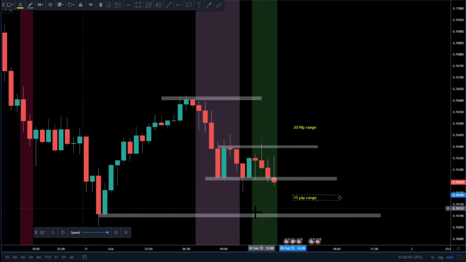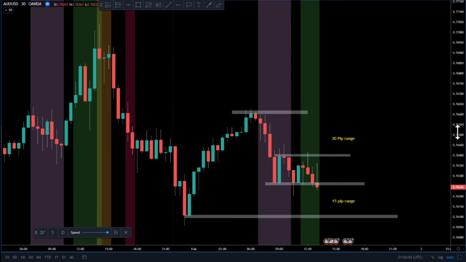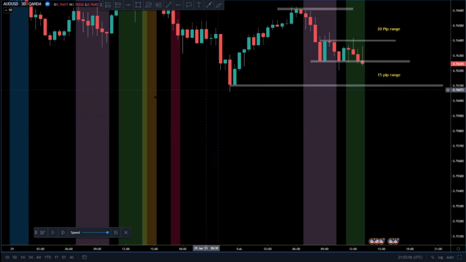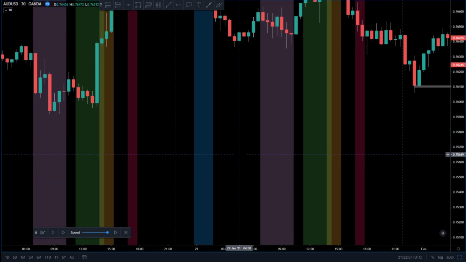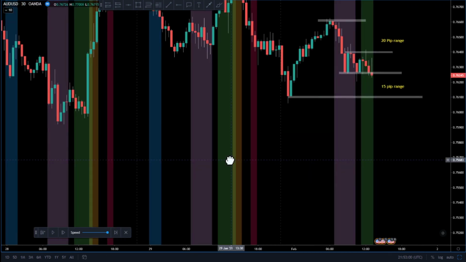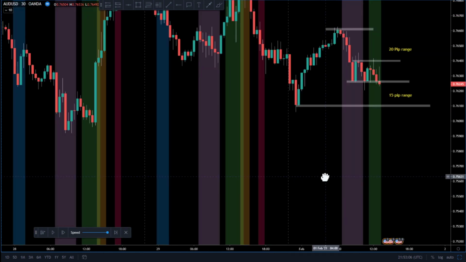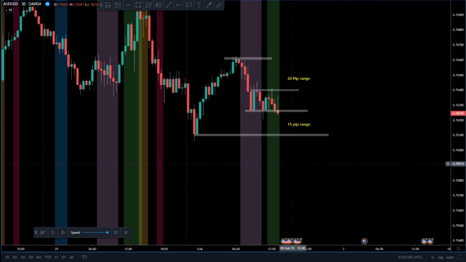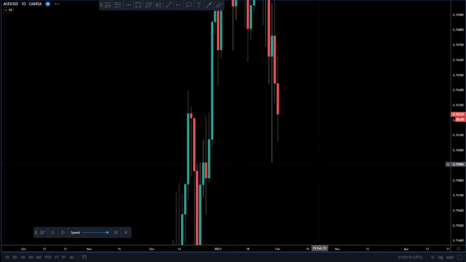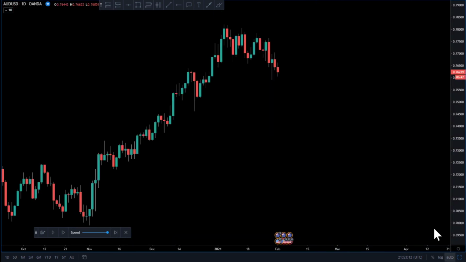I was preferring to sell, and I'll show you why. I had all this blank space under here. So if we did get some continuation and drop down here, then there was a good chance that price could continue. Okay, so I'll go to my daily chart and I'll show you what I was looking at on the daily.